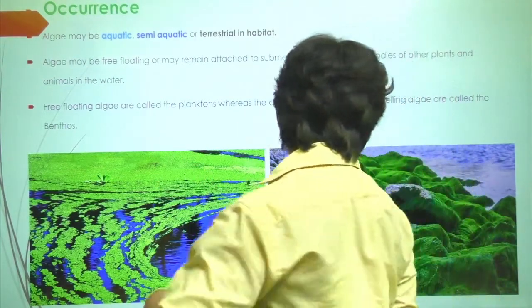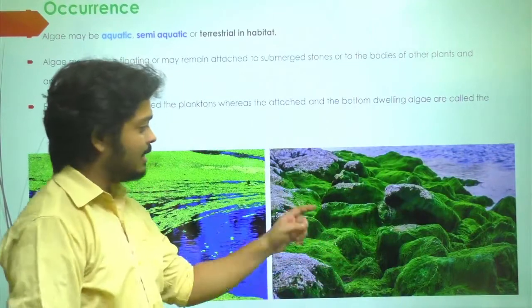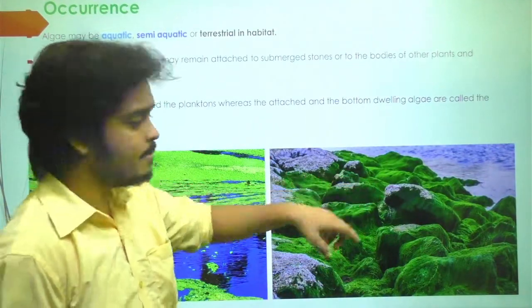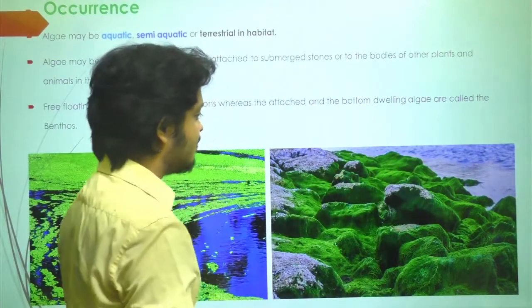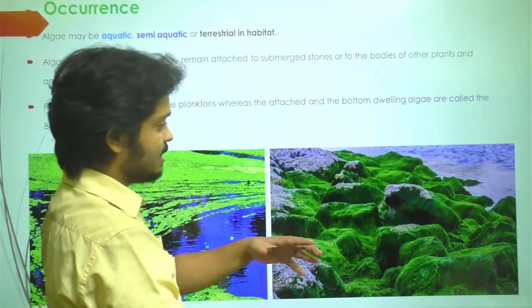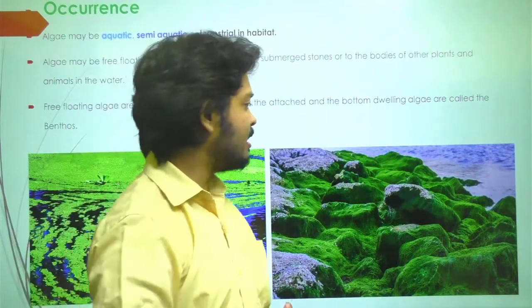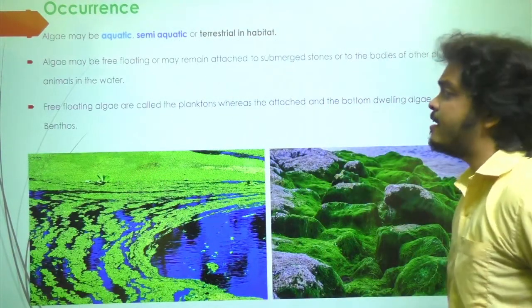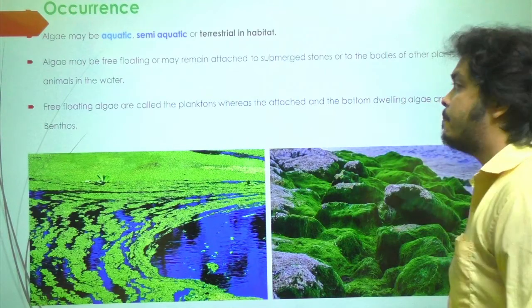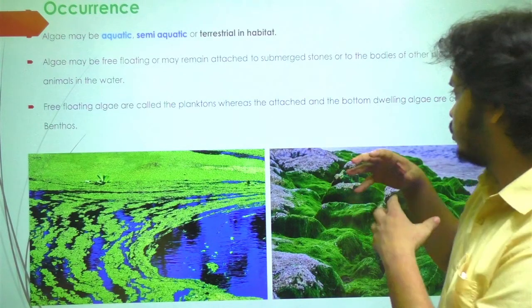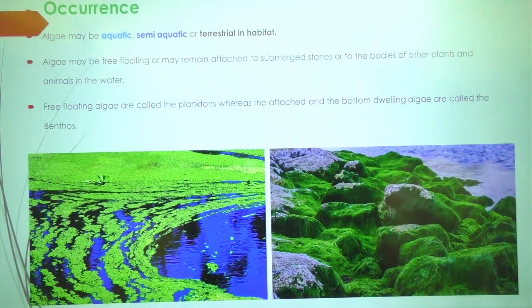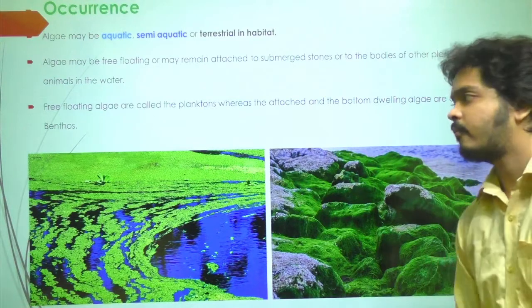Now take a look at this picture. Here, these algae are present on the rocks, okay? There is a water body nearby, so you can find algae in aquatic, semi-aquatic, and terrestrial conditions as well. Now, algae may be free-floating or may remain attached to submerged stones. Take a look at these stones and you will understand things. Or to the bodies of other plants and animals in the water.